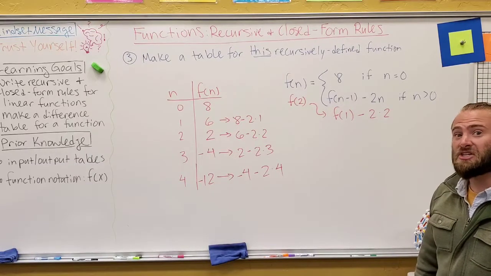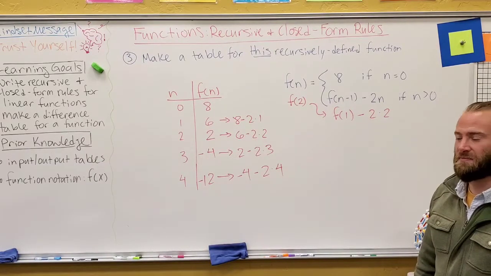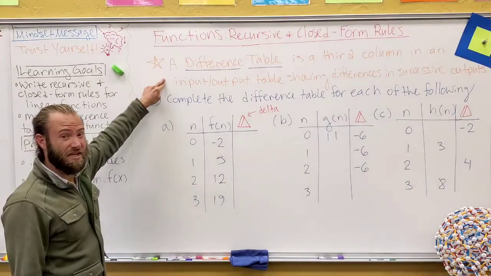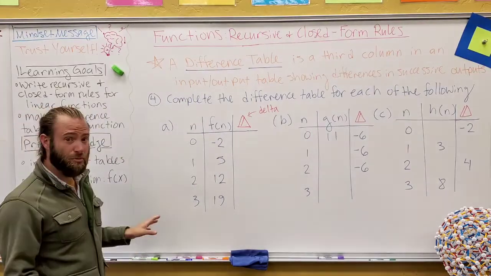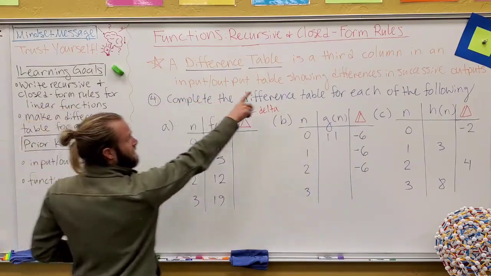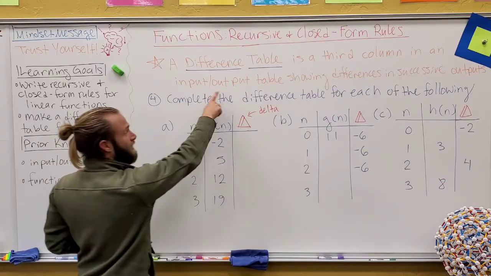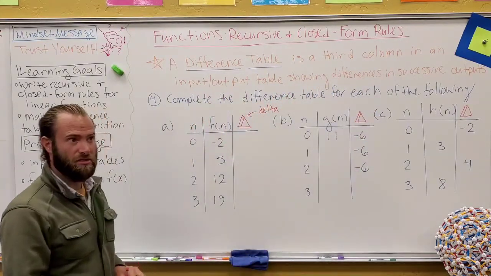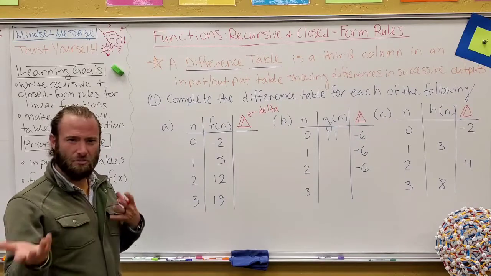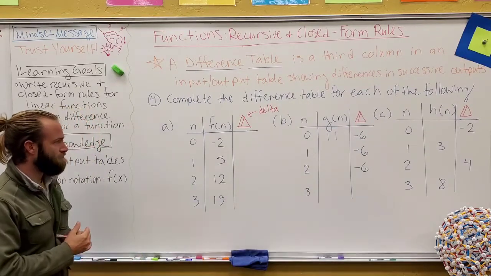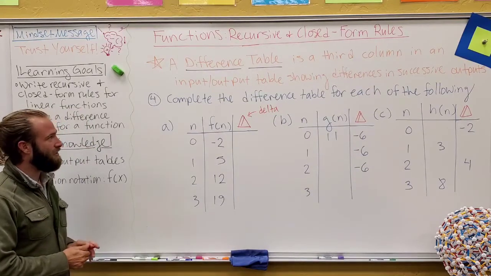So one last definition and some examples to go with it, and we're done. All right, our definition here is what we call a difference table. Another tool that's going to be super helpful for us at many points through this course. So a difference table is a third column in an input-output table that shows the differences in successive outputs. Take a moment to digest that. If you need to pause and just look through that and think about it, that's fine. But we're going to take a look at exactly what that means.